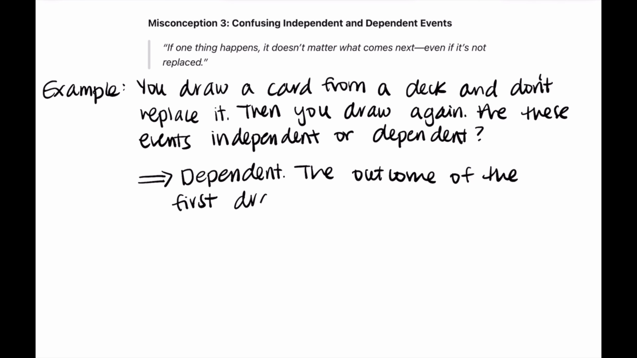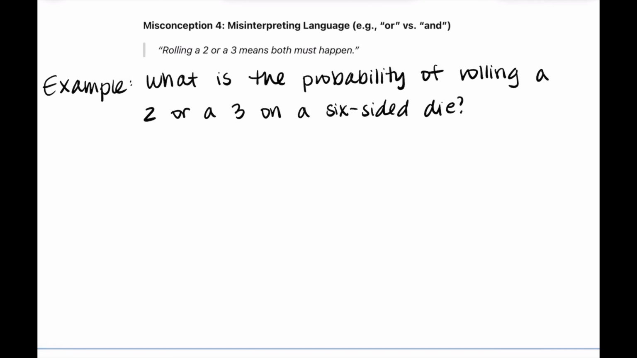Well, it does, because when we're drawing that one card, it's taking one of those possibilities out, and our next card depends on what we drew. If we draw a 3 of clubs, we're not going to draw another 3 of clubs because we've already drawn that. So the answer here is that would be dependent because the outcome of the first draw affects the second. Now we'll get into our fourth and final misconception.